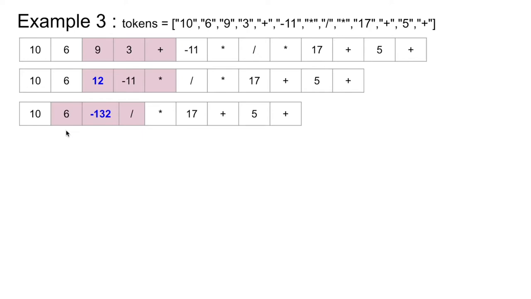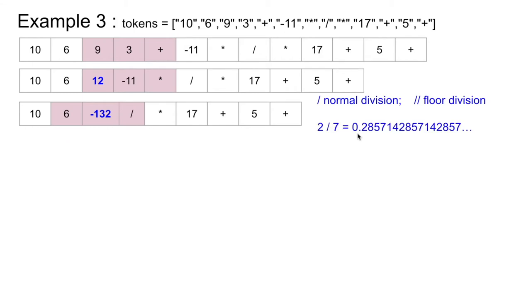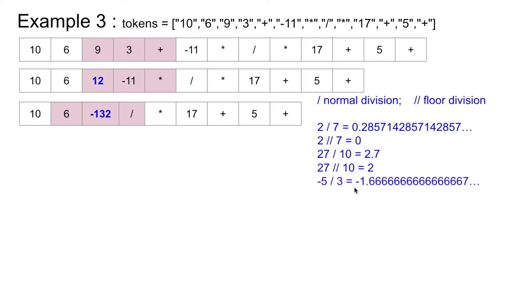Here is the tricky part. Python has normal division and the floor division. For floor division, as the name described, 0.2857... will be rounded down to 0. 2.7 will be rounded down to 2. Minus 1.666... will be rounded down to minus 2.